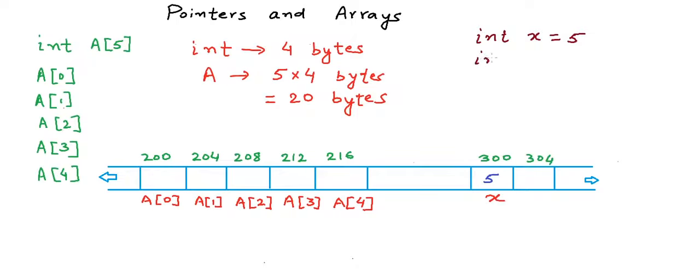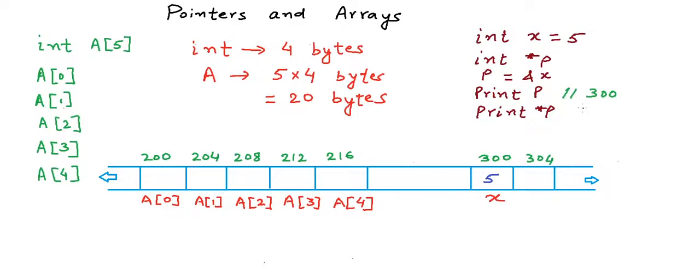Now let's say I have a pointer to integer p, and in p I store the address of x. If we print p, then the value in p would be 300, so this statement will print 300. And if we dereference p and try to print the value stored in this location, then the value would be 5.